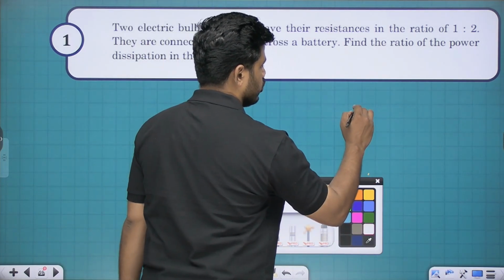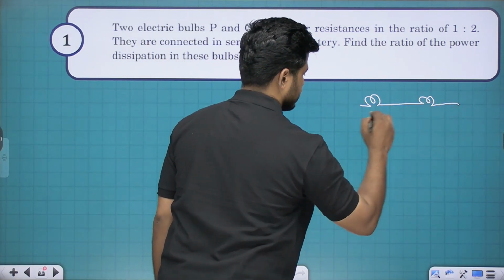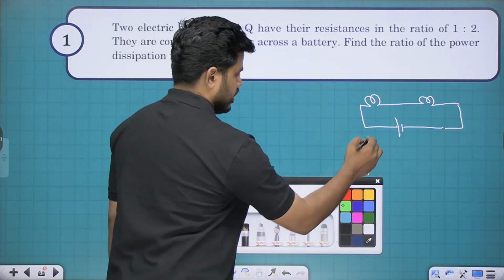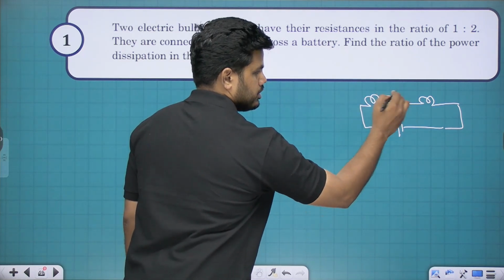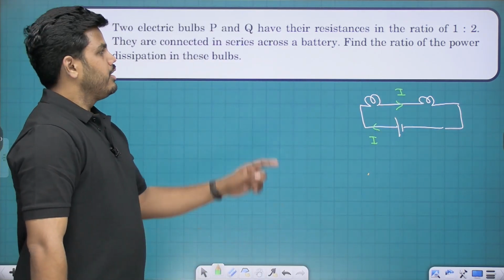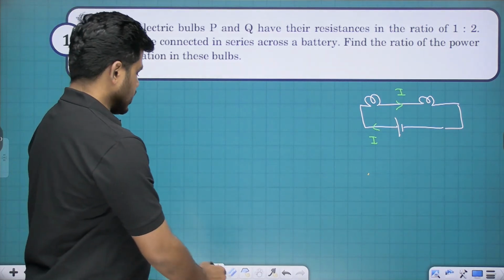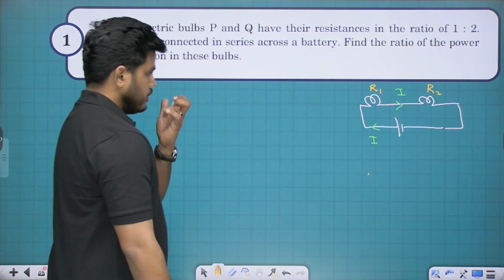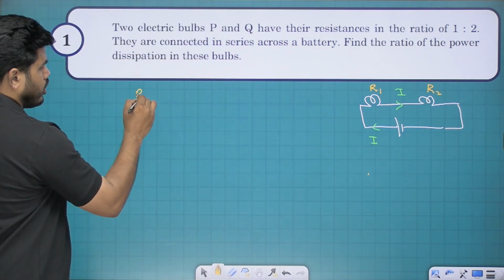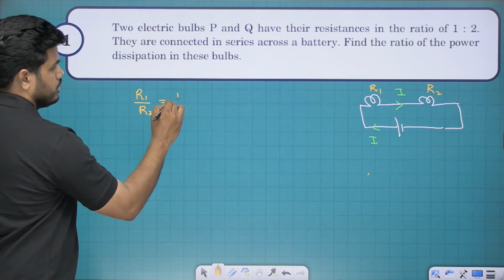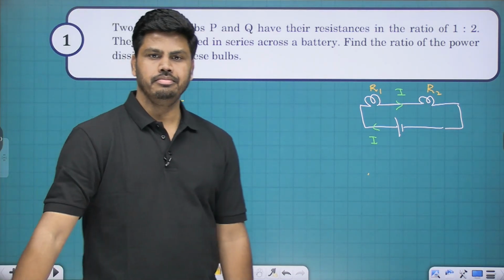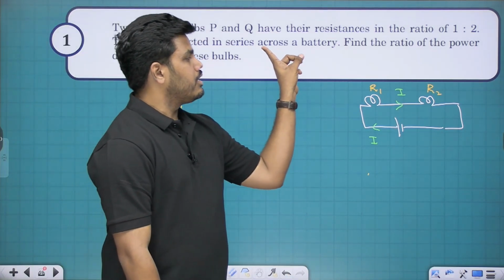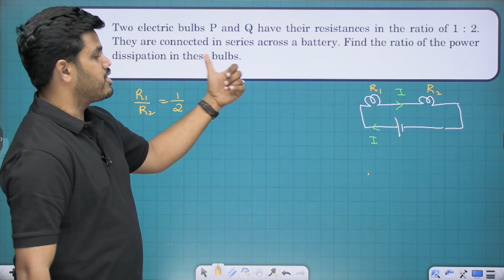Right. See, 2 bulbs are connected in series across a cell. We know we have only one single current possible in this circuit, series combination, which is I. Bulb P and Q have their resistances R1. Resistance of this one is R1. This has a resistance R2. Then the question says R1 by R2 is equal to 1 by 2. As per the question, 1:2 is the ratio. Now, when they are connected across a battery, find the ratio of the power dissipation in these 2 bulbs.